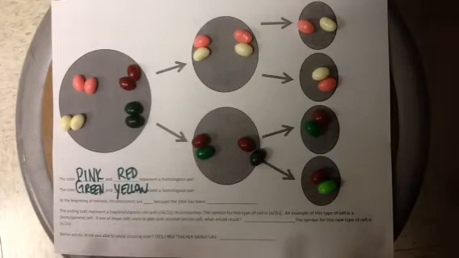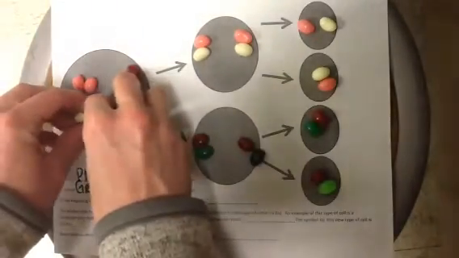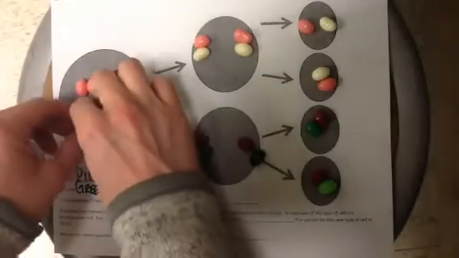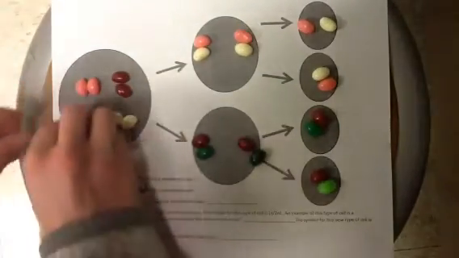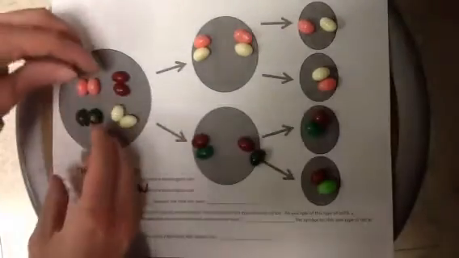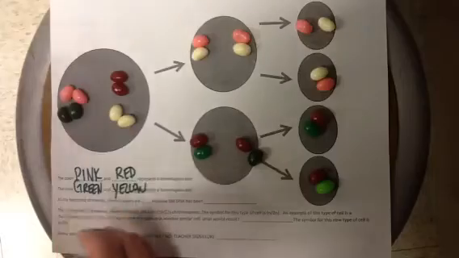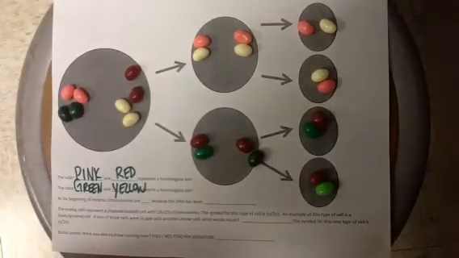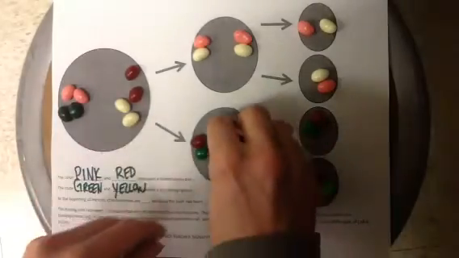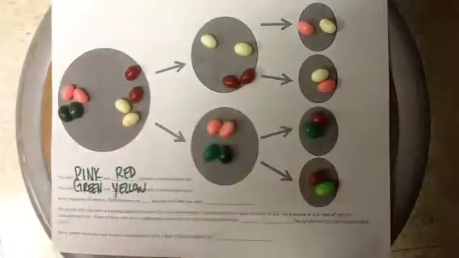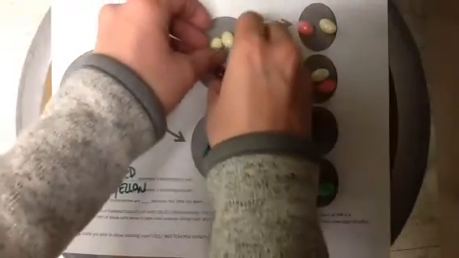Now I want to go over one other thing, independent assortment. Here I have my homologous chromosomes lined up, and that's what the result was. Now what I can do is the alignment could change. Notice what happens. My pink and green separate into one cell because, again, homologous chromosomes separate. My yellow and red separate into another. So now the result of my new cells will be pink and green, and yellow and red.